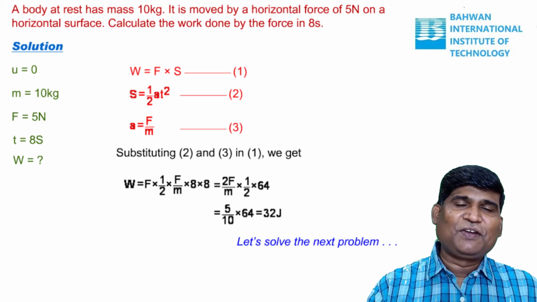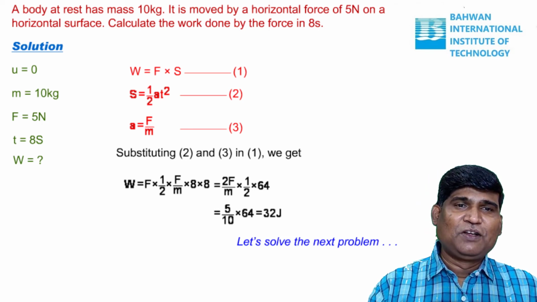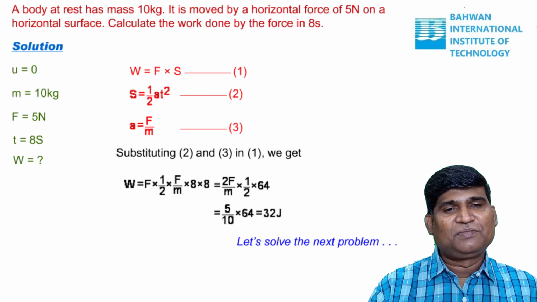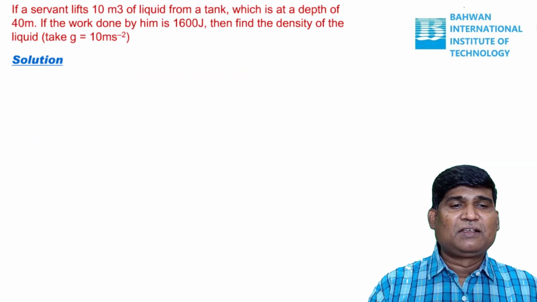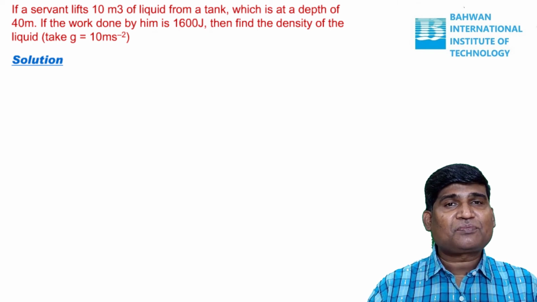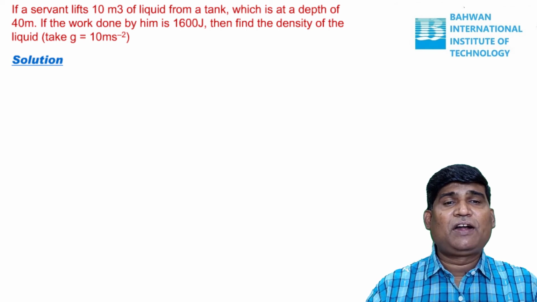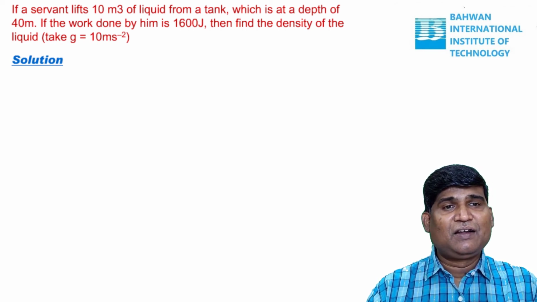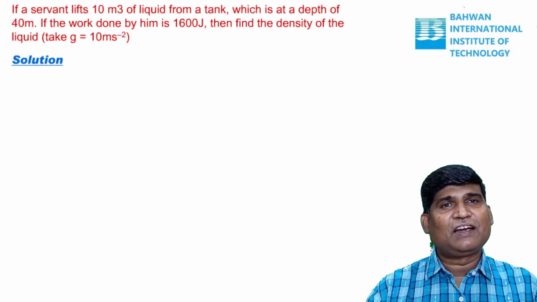This is how we can do problems. Now we'll go for another problem. So what is the other problem? This problem, read carefully. What they are saying: if a servant lifts 10 meter cubed of liquid from a tank which is at a depth of 40 meter, and the work done by him is 1600 joules, then find the density of the liquid.